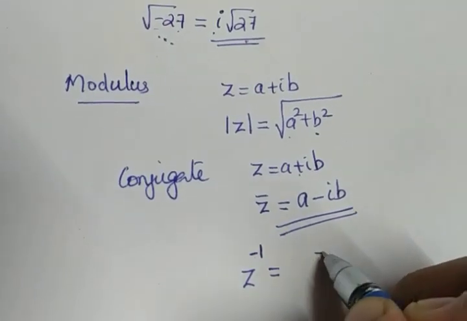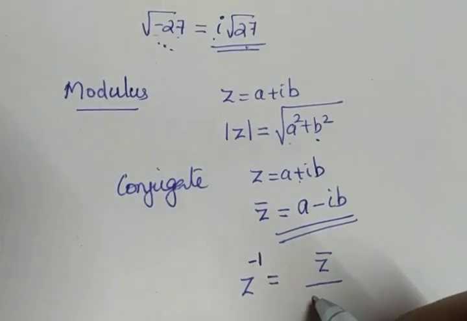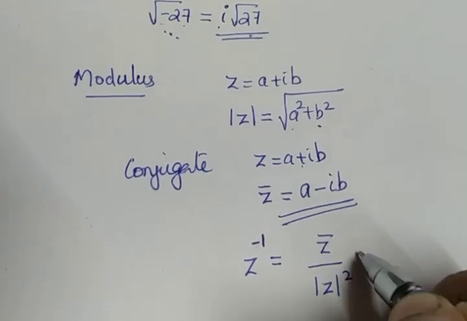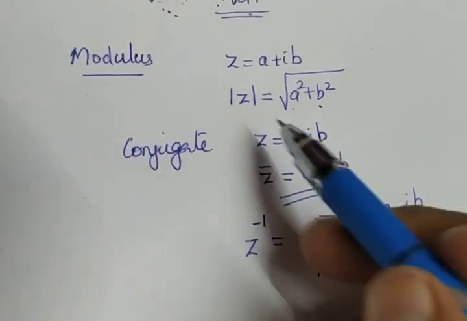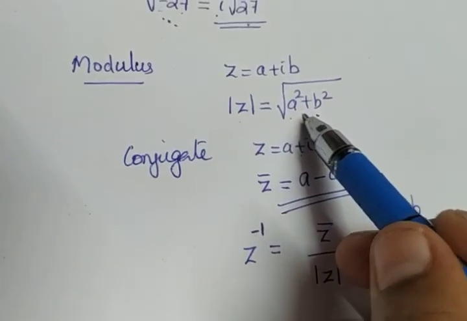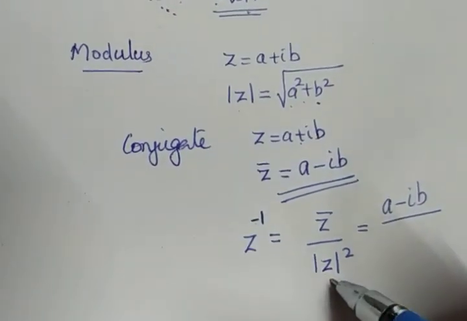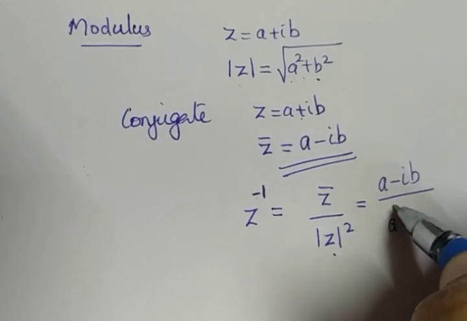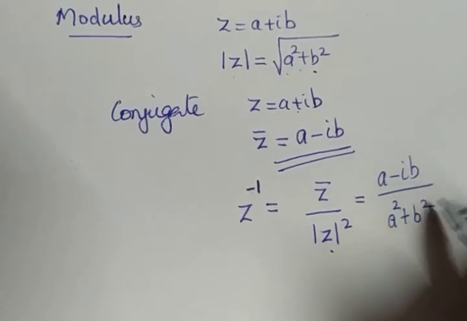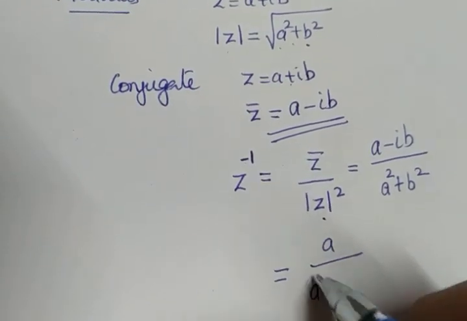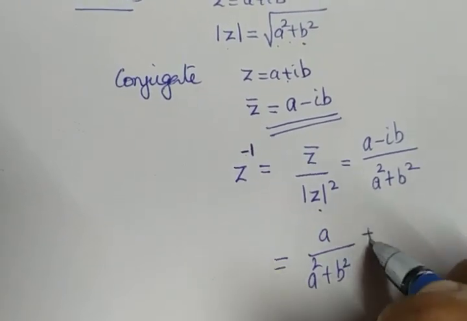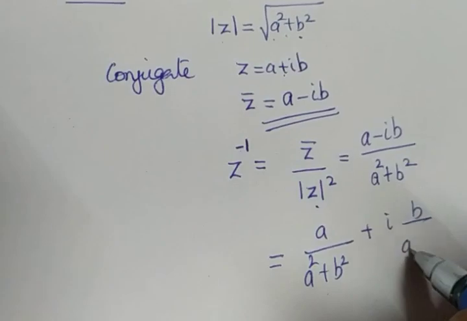Z inverse is equal to the conjugate of Z divided by mod Z square. In this case, the conjugate of Z is A minus iB, and mod Z is root of A square plus B square. We need the denominator as mod Z square, so we are getting the denominator A square plus B square. And if I want to express it in the form A plus iB, I can rewrite it as A by A square plus B square plus i into B by A square plus B square.